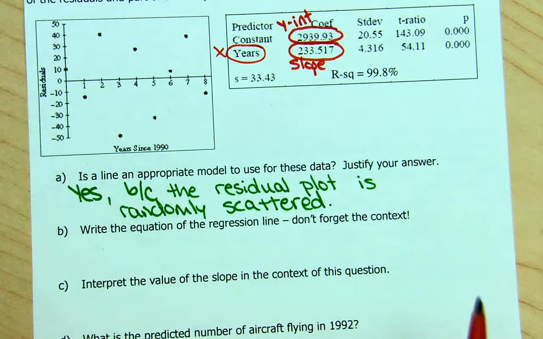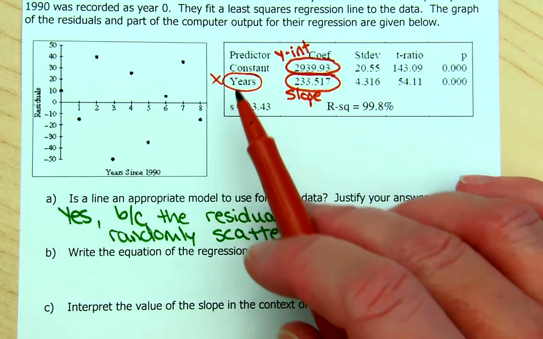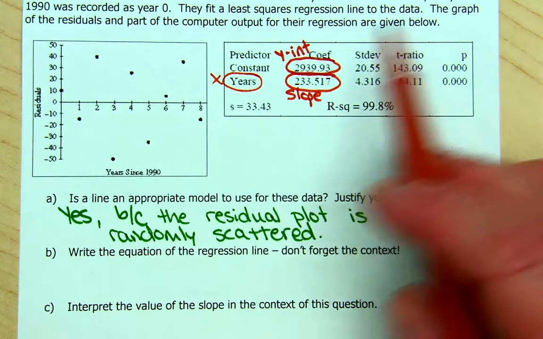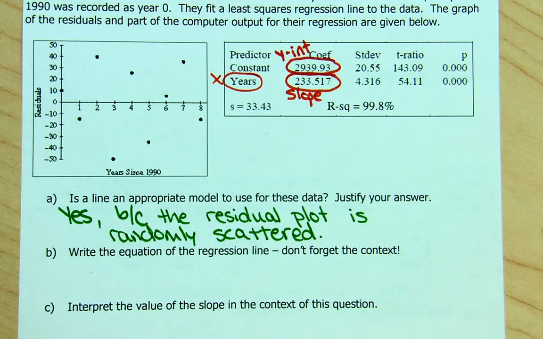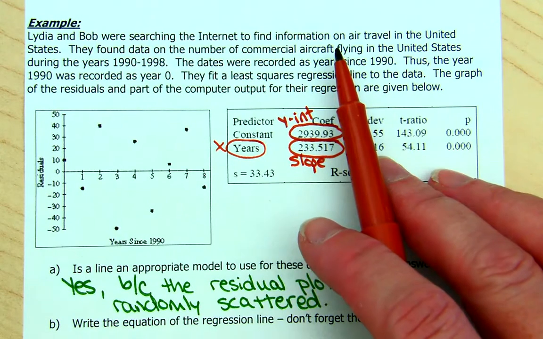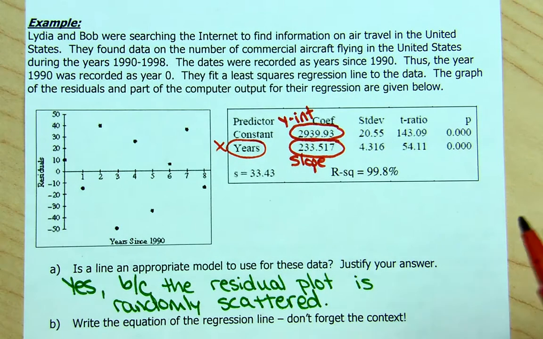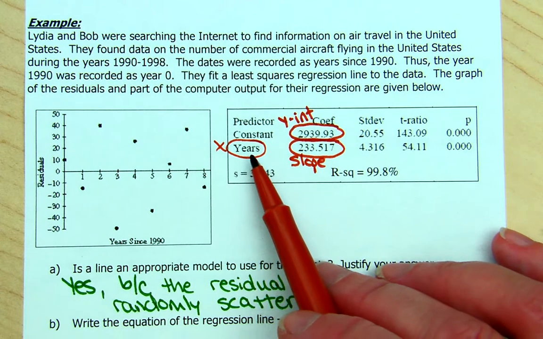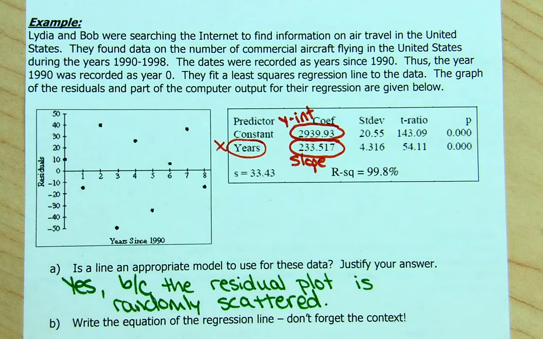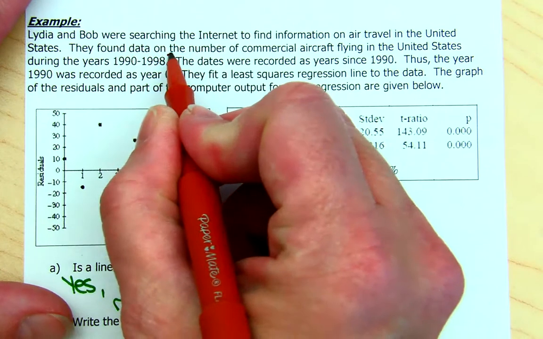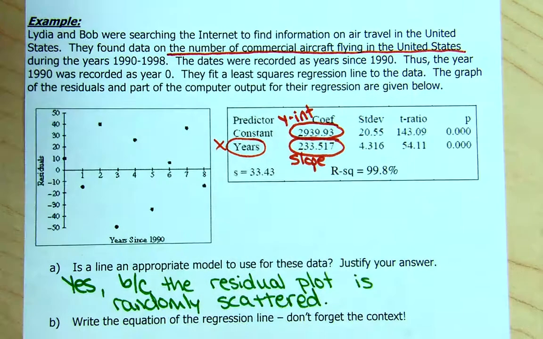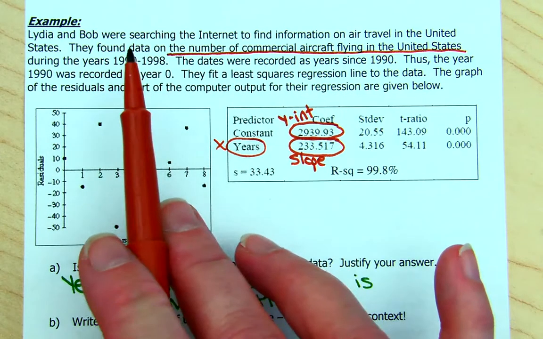So when we write this out, we want to write it using years instead of the x variable. You'll notice it doesn't tell us anything about the y variable. So we're going to go back up and look back at our information in the paragraph and say, what are we trying to predict? We're using years to predict something. What is the other variable we're interested in? That's what we're looking at. This is the data that they found.